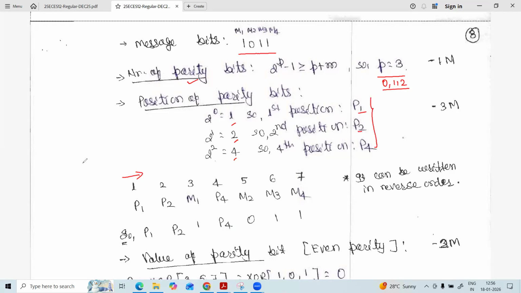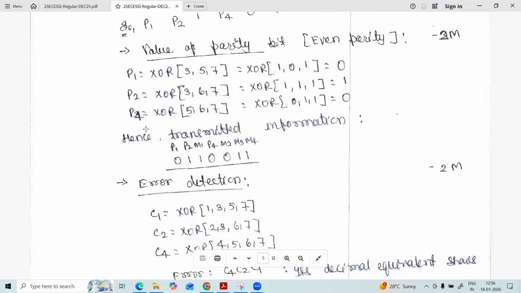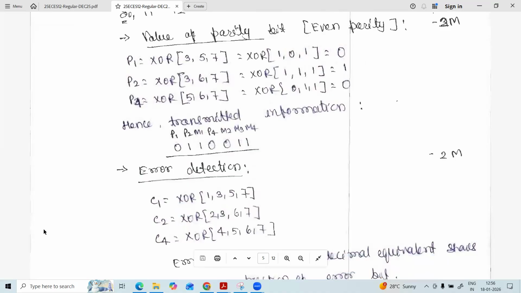Now it is important that we find the values of the parity bits. For that, we are going to use the XOR gate. It is given here as even parity. When the number of ones is even, the parity bit value will be 0 for that combination. If the number of ones is not even, then the parity bit value will be 1. Since you know that the XOR gate is used to represent this odd function, that is why we use XOR gates here.